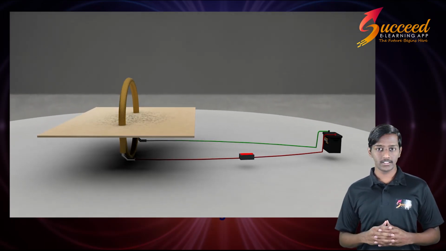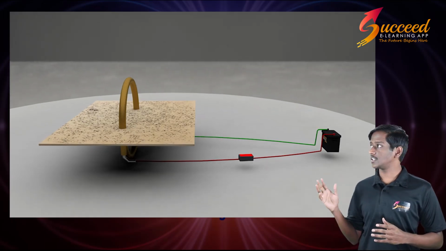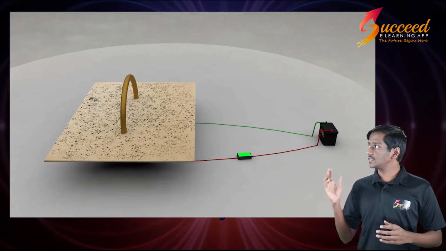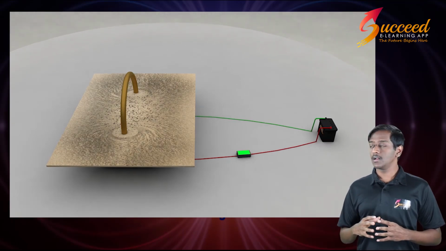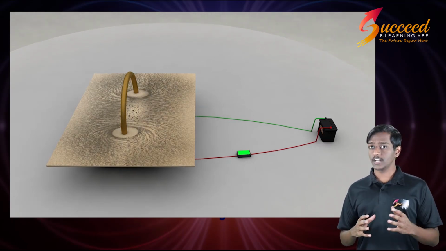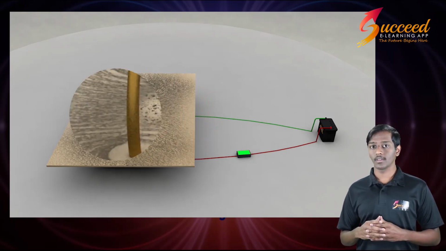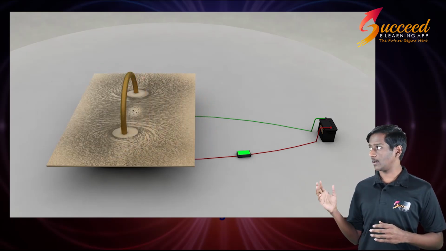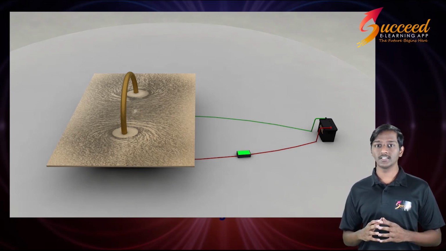Now applying this to the circular loop, we see that the field is concentric circles, and the circles keep on increasing with distance. The circles appear as a straight line when it is through the center of the circular loop. And by applying the right-hand thumb rule to all the points, we see that the field lines are as shown.